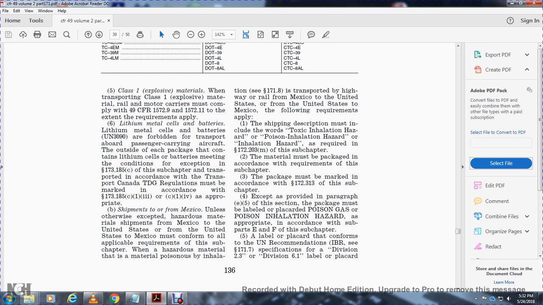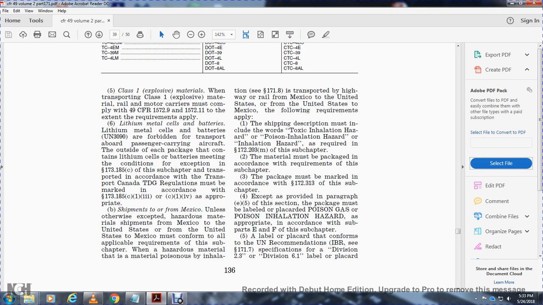The shipping description must include the toxic inhalation hazard or poison inhalation hazard. The inhalation hazard is required by 172.203(m) of the subchapter. The material must be packaged according to the requirements of the subchapter. The package must be marked in accordance with 172.313 of the subchapter, except for the provided paragraph (e)(5) of the section. The package must be labeled on a black card for the gas poison inhalation hazard as appropriate in accordance with subparts E and F of the subchapter.